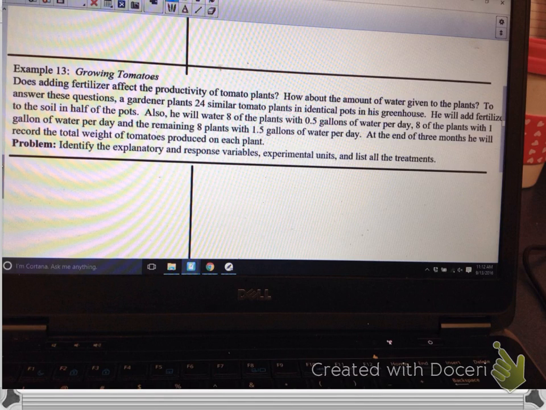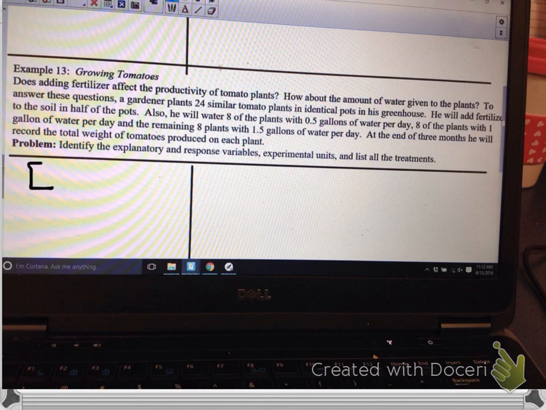He will add fertilizer to the soil in half of the pots. Also, he will water 8 of the plants with 0.5 gallons of water per day, 8 of the plants with 1 gallon of water per day, and the remaining 8 plants with 1.5 gallons of water per day. At the end of the 3 months, he will record the total weight of tomatoes produced on each plant. Identify the explanatory and response variable, the experimental units, and list all the treatments.